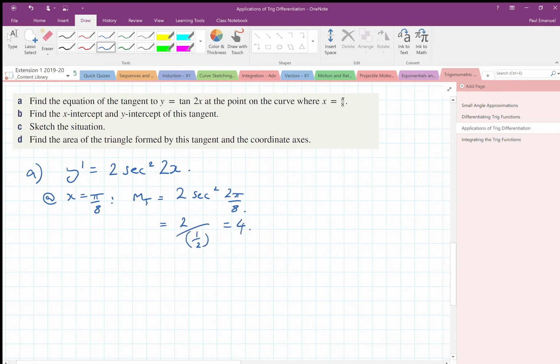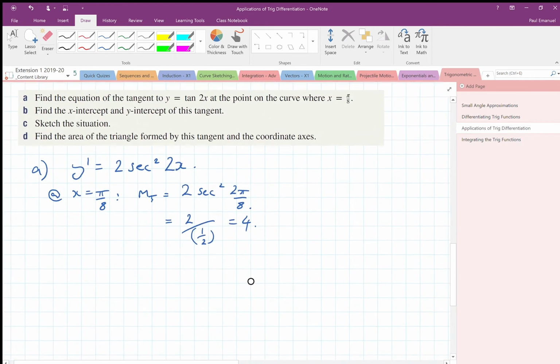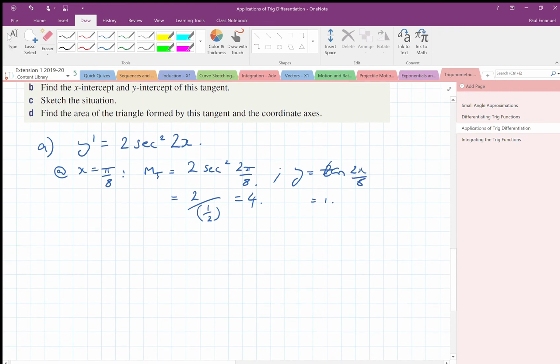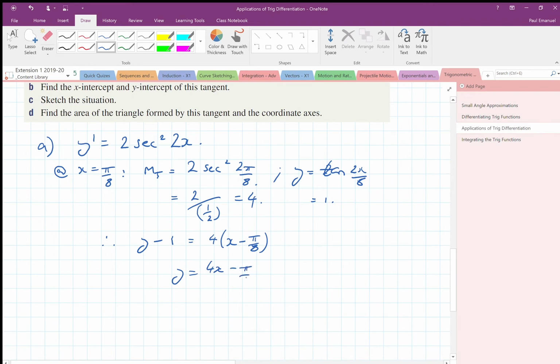Sec squared pi over 4 is 1 on cos squared pi over 4, which is 1 on root 2 squared, which is a half. And y is tan 2x on 8, which is tan pi over 4, which is 1. So therefore, it's y minus 1 equals 4x minus pi over 8. So it's y equals 4x minus pi over 2 plus 1. That's the equation of the tangent.